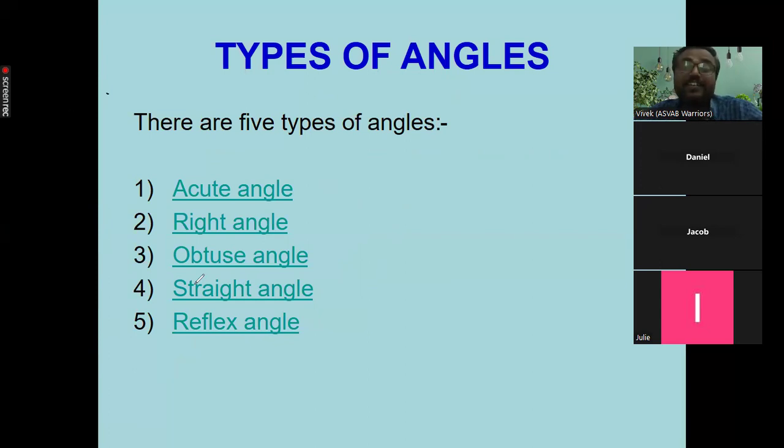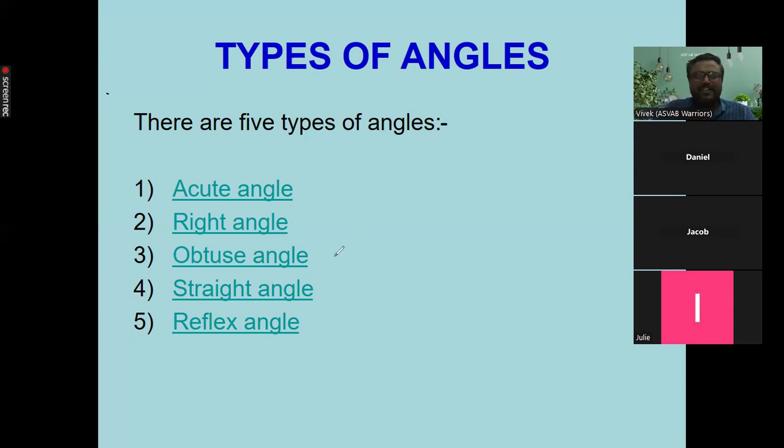Types of angles, triangles, and quadrilaterals in depth. If you focus on this particular class nicely, I'm sure that you're going to get 2 or 3 questions correct, and I can guarantee you about it. So let's start with the topic, which is types of angles.